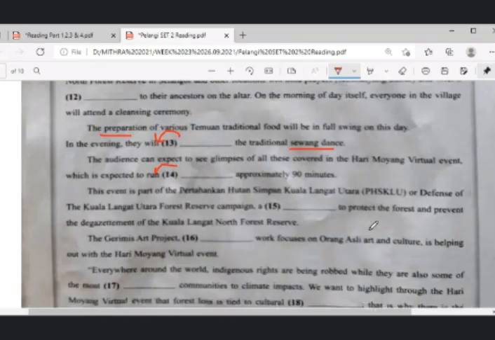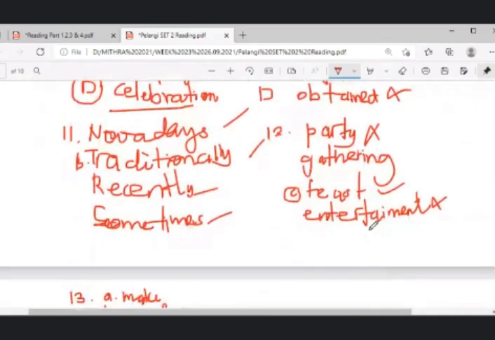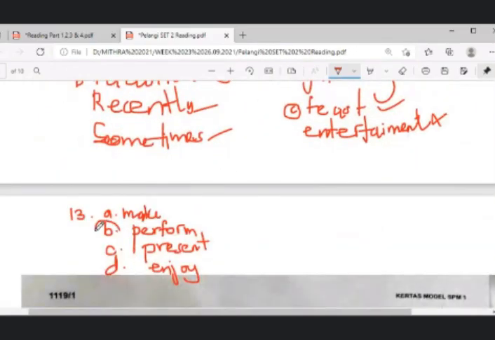Many of you said perform. Yes, exactly, your answer is correct. Dance, you cannot make, you cannot present, or you cannot enjoy. It is something that you have to perform. Okay, so number 13 is actually B. Well done. Okay, now number 14. Get the answer for question number 14.